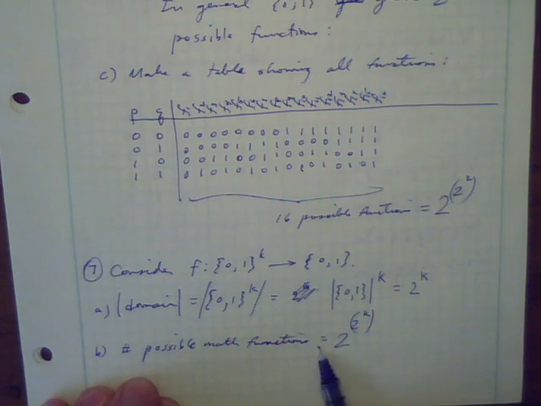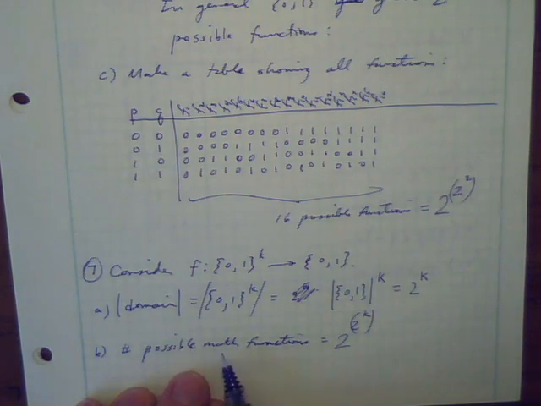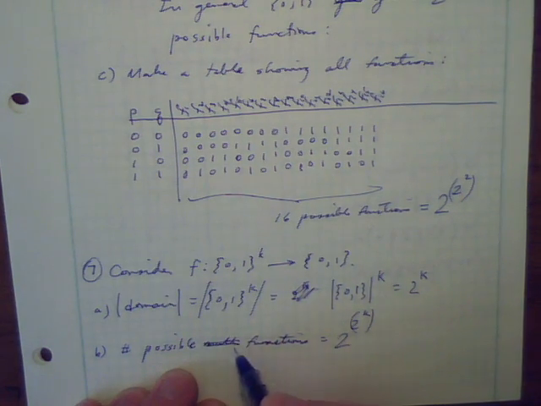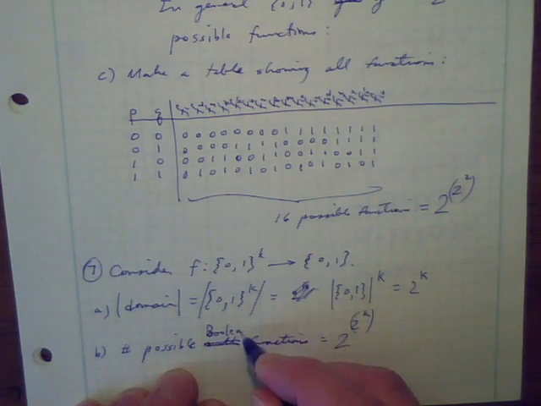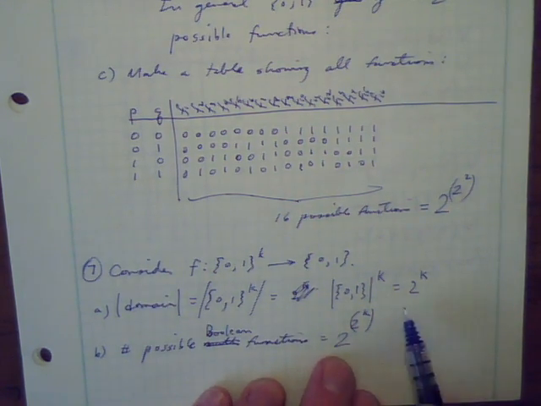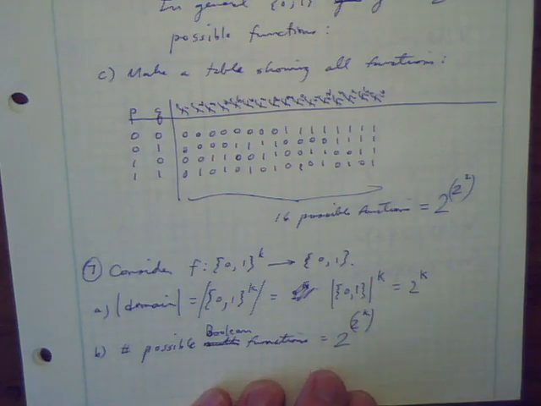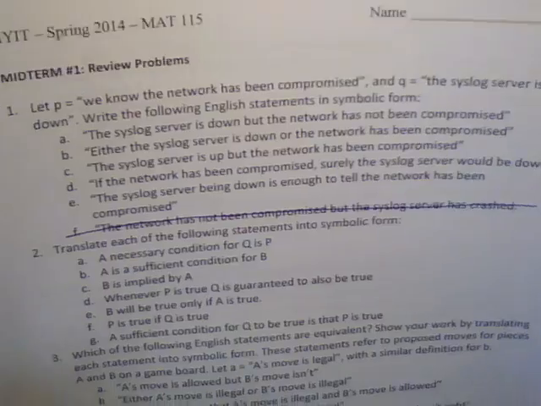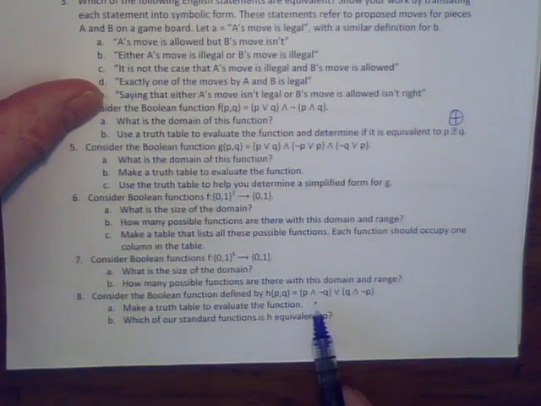And finally, the number of possible Boolean functions is 2 raised to that power, 2 raised to the size of the domain. So it's 2 to the 2 to the k. That's problem 7. If I move on to problem 8, we're considering this Boolean function.